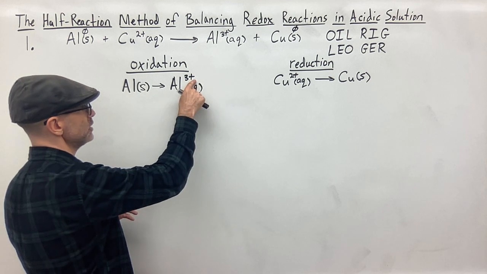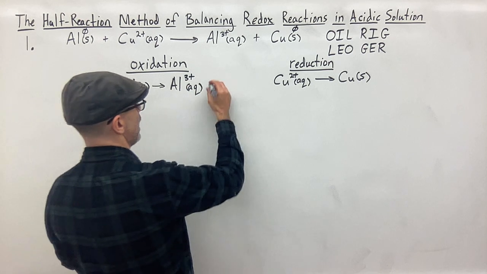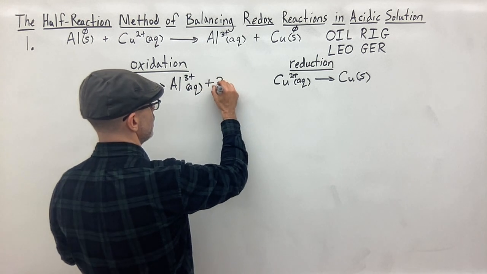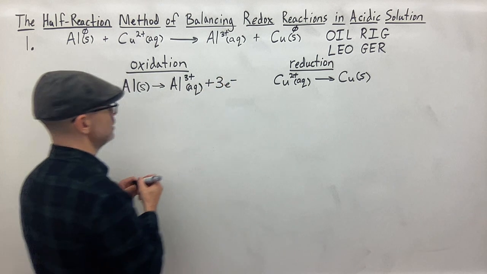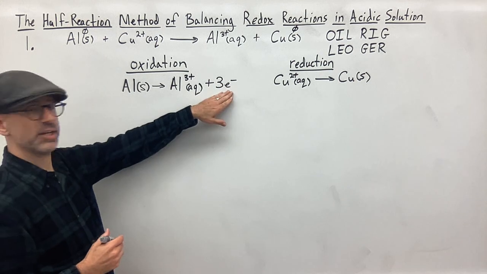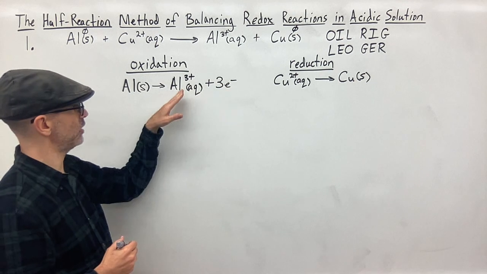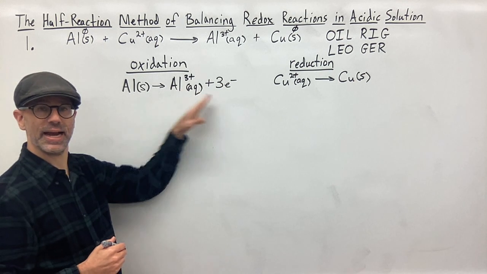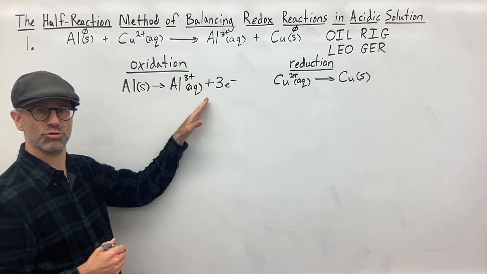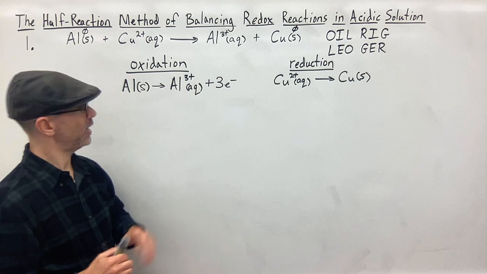So we have a positive here. So I'm going to add 3 electrons to this side, because if I add 3 negatives to this side, that'll balance the 3 positives, and then I got neutrality on this side. So neutral, neutral.